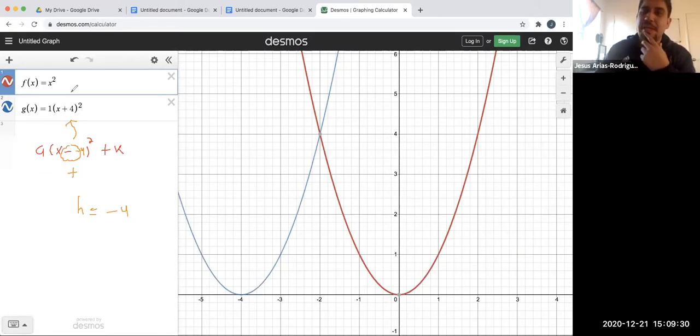And technically speaking, the rule of thumb that I want to give you right now is if in your equation the value of h seems to be positive, in reality, that value of h is originally negative. And if it seems to be negative in the equation, in reality, that value of h is originally positive.